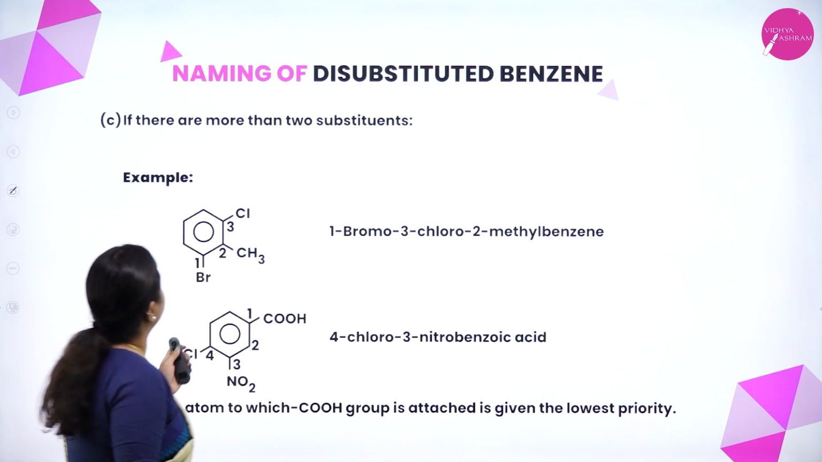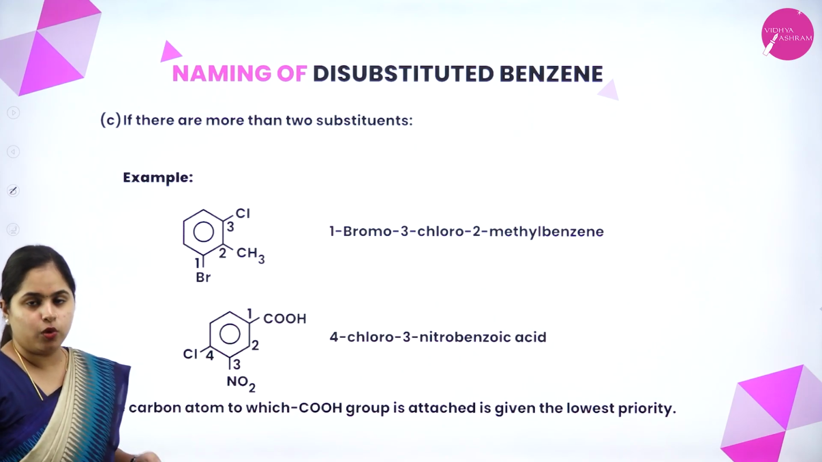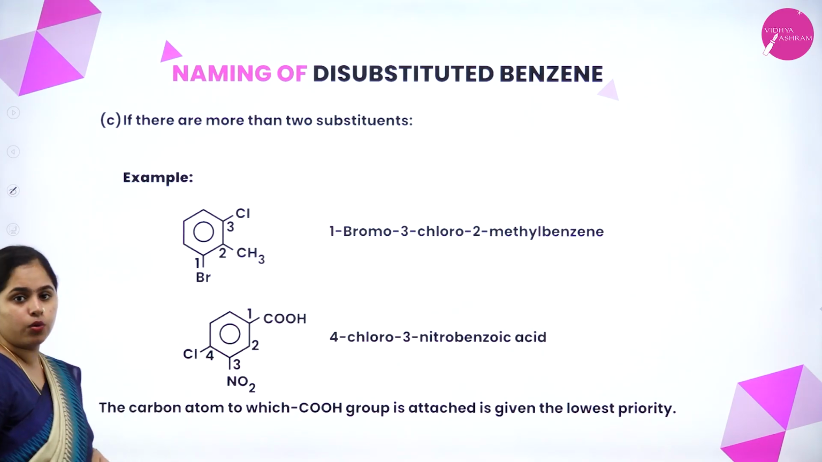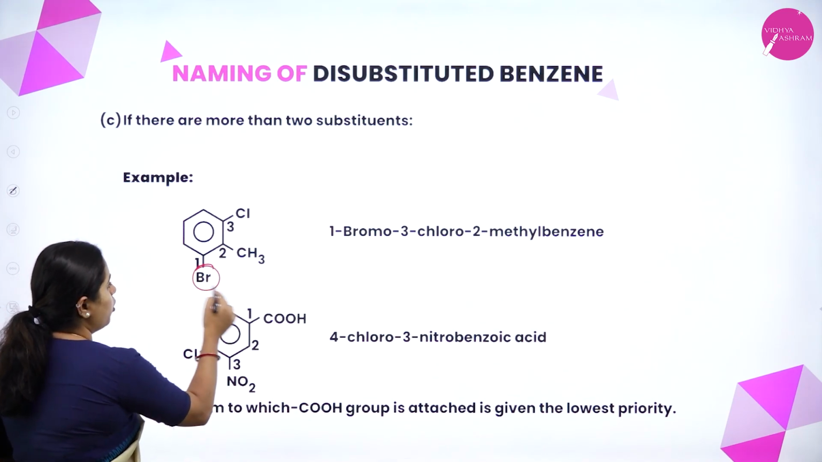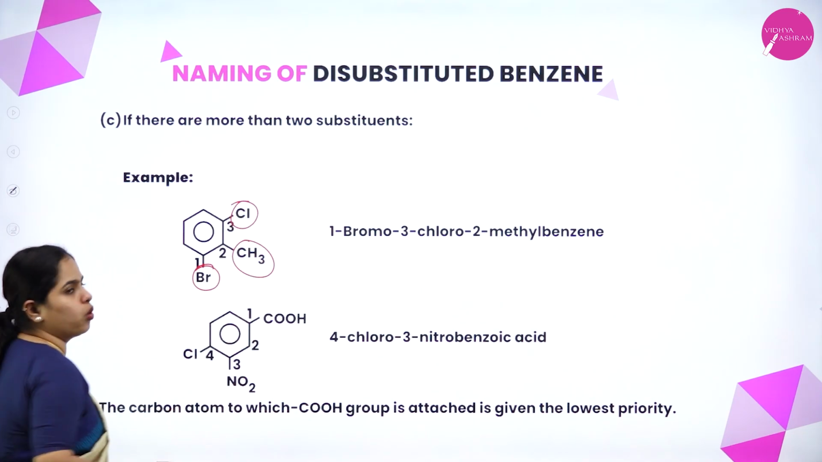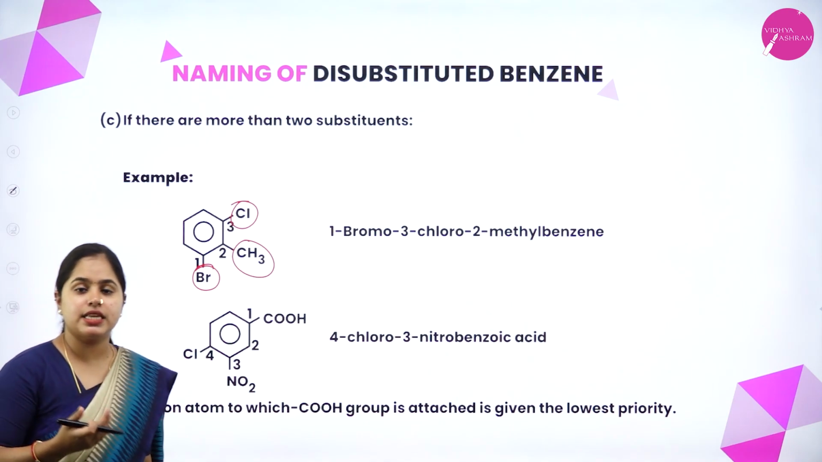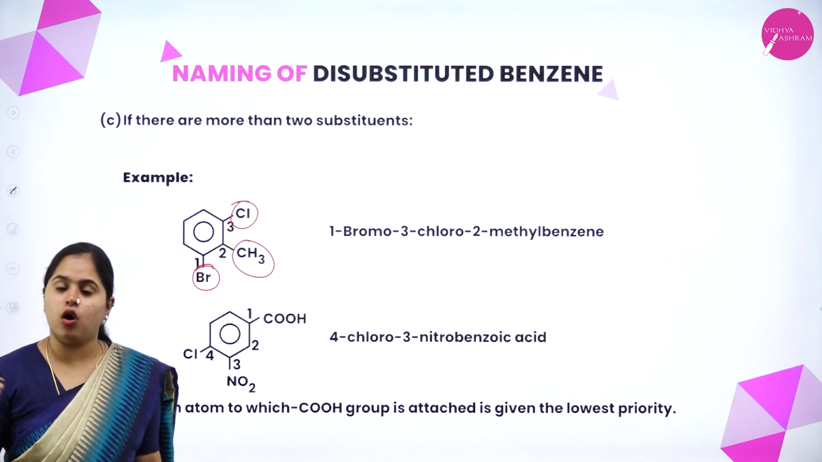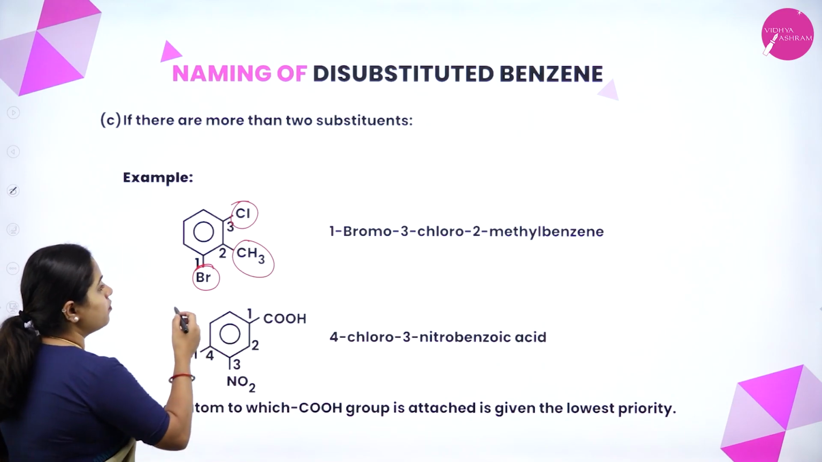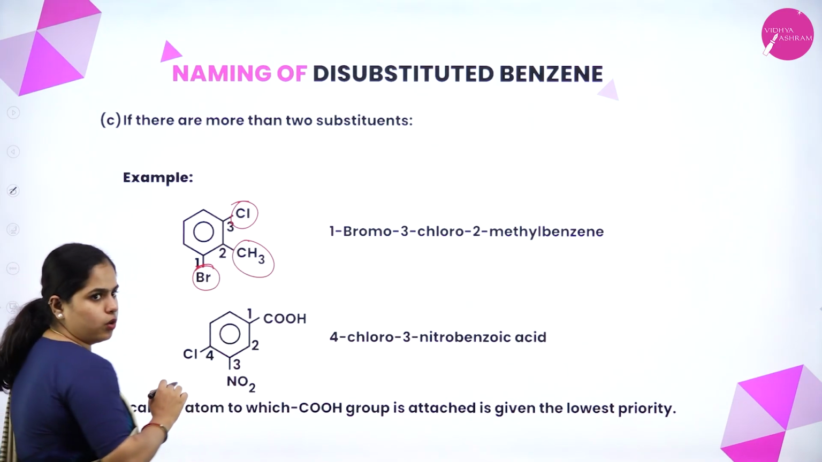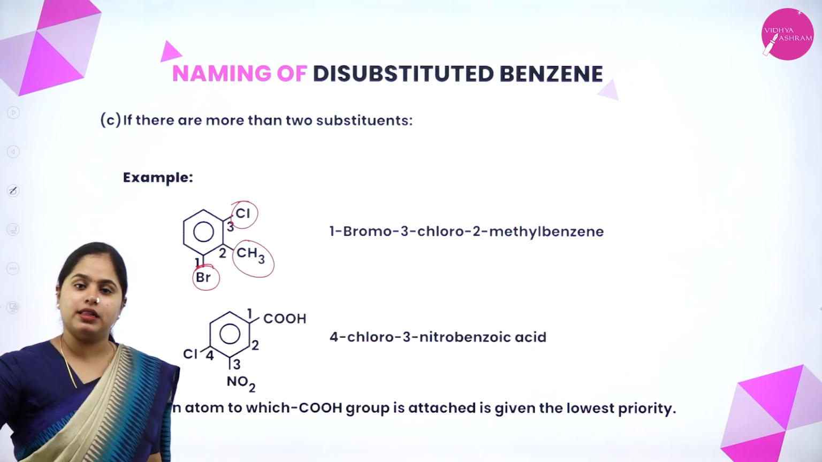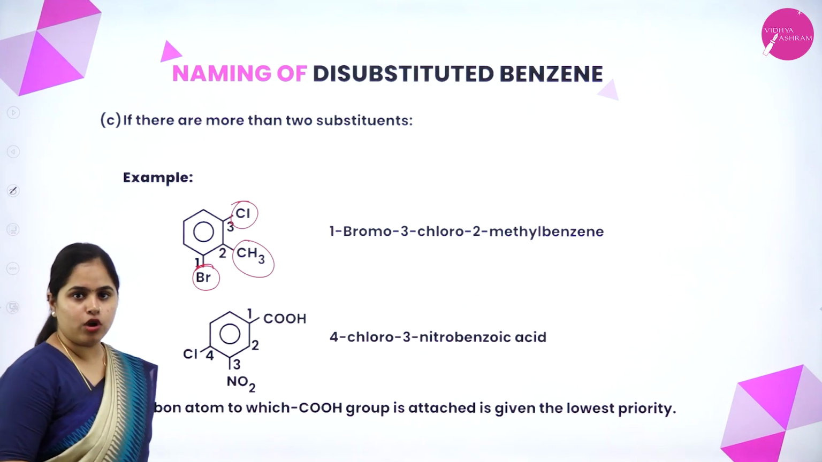Now moving on, if there are more than 2 substituents, how would we name it? Okay, so in this case, a benzene ring is there. There is one bromo group, a methyl group and a chloro. Okay, so yes, as said, according to the alphabetical order, we have to name it. So we will start numbering from here. So 1, 2, 3. Okay, so the name should be in alphabetical order. So bromo comes first, right?